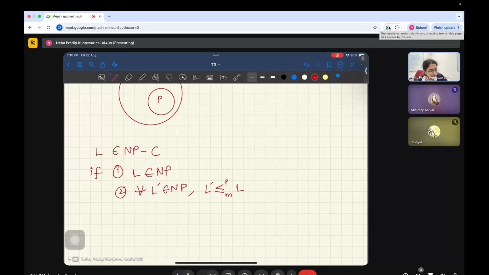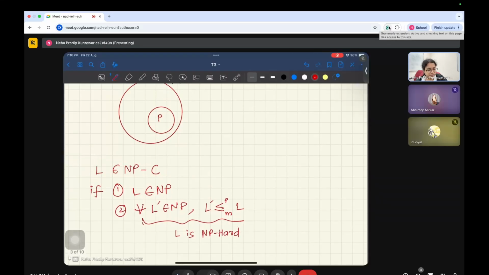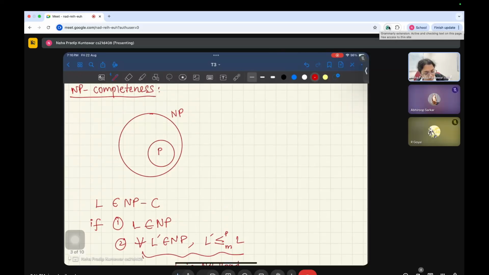If the second condition is met, then we say that L is NP hard. If a language is in NP as well as NP hard, then we call it NP complete. So these were in some sense some of the hardest problems in NP. The first things that we put here were 3SAT, circuit SAT, vertex cover, and so on. We had many problems out here.